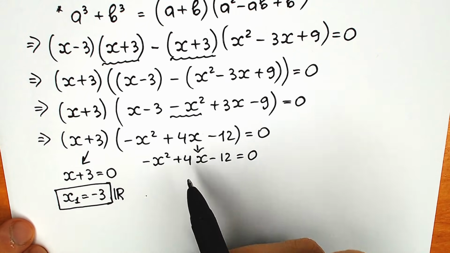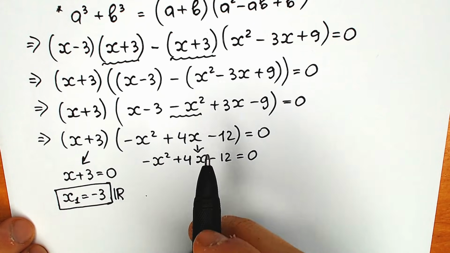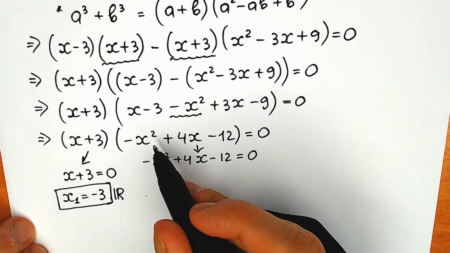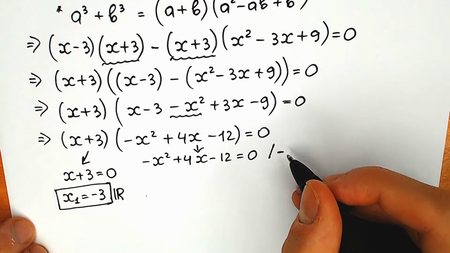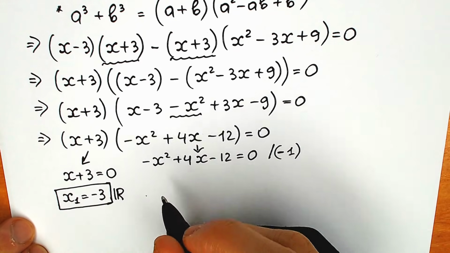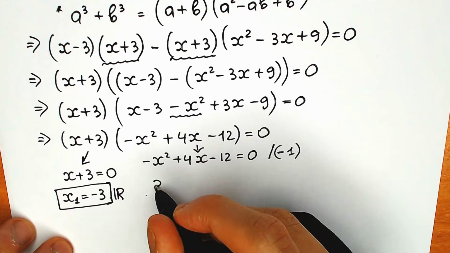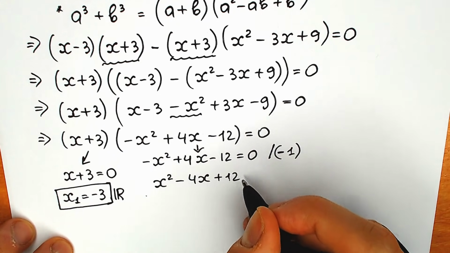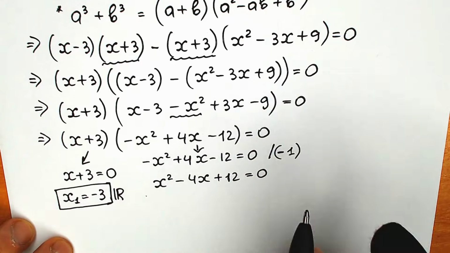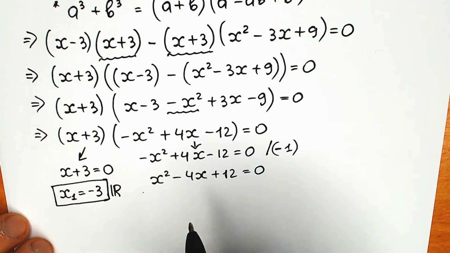Right now, we're going to multiply by minus 1. As I said before, it's not necessary. But if you multiply right here, you already have a great expression. So right now, we're going to multiply or divide by minus 1. And we have a classic order of signs: x squared minus 4x plus 12 equal to 0. So I hope you understand what I mean. Okay, right now let's continue.